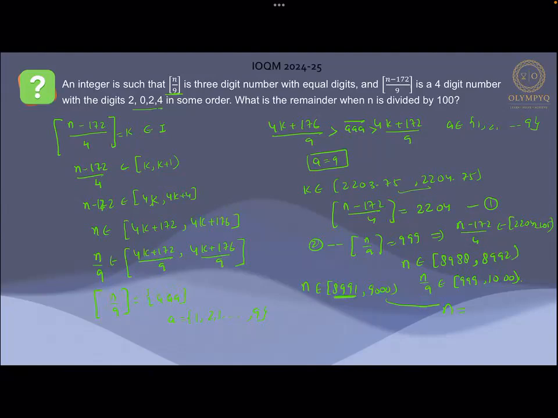So we can get the value of n as 8991. And once we have the value of n as 8991, the remainder when n is divided by 100 will be equal to 91, and hence 91 is the final answer, and the same is mentioned in the IOQM final answer key as well.